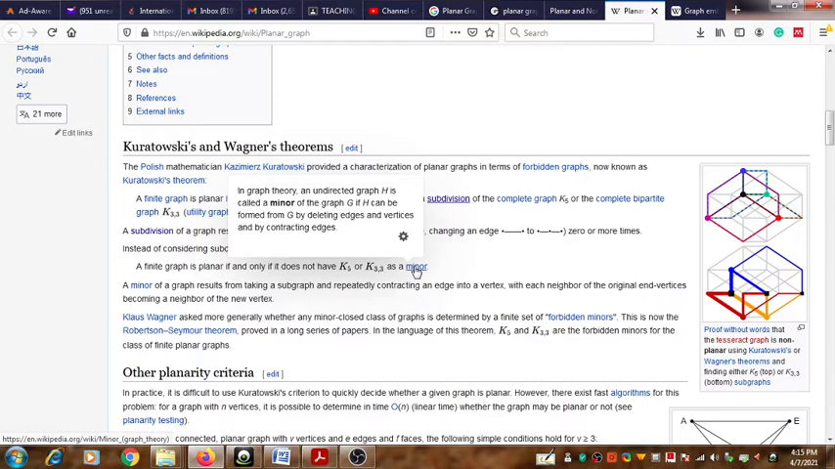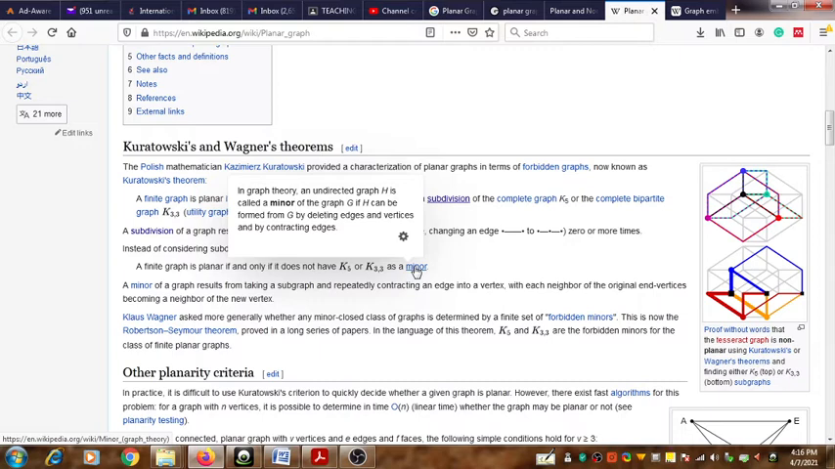There are two operations suggested here: deleting vertices and edges, and contracting edges. Suppose we delete some vertices and edges, and after that some edges can be contracted. If we apply these operations, we get a new graph, and that graph can be called a minor of the given graph.